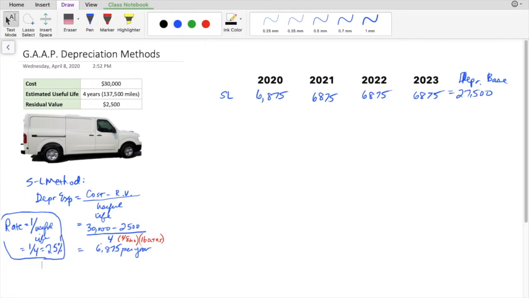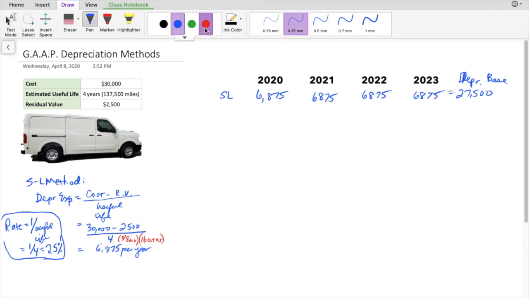So 25% per year for 4 years. So 25, 50, 75, 100. That gets us to 100%. But that's our straight line rate. So you can do straight line by a rate as well. You just take the rate, 25%, times the depreciable base, which is cost minus residual value, and you get your numbers for each year. Straight line is the most common. The reason it's the most common is because it's the easiest and it's the most predictable.